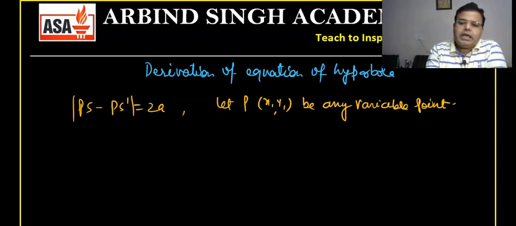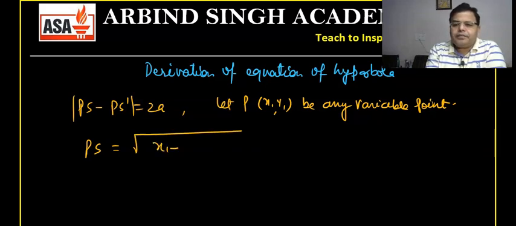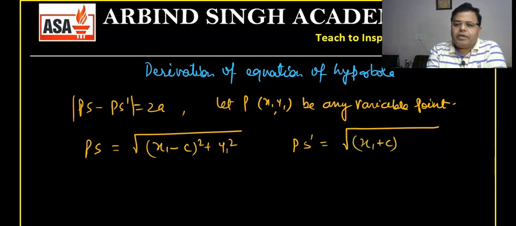Right? Let x1, y1 be any variable point. So PS is what? PS is the farther point. So we'll write here under root (x1 minus c) whole square plus y1 square, and PS dash is nothing else but under root (x1 plus c) whole square plus y1 square, right? Now using the distance formula.